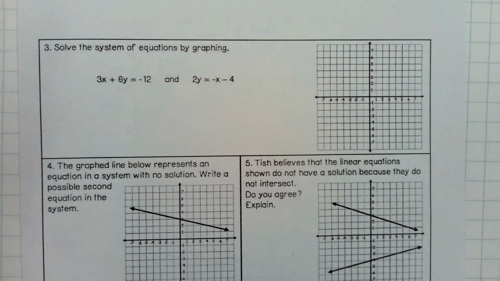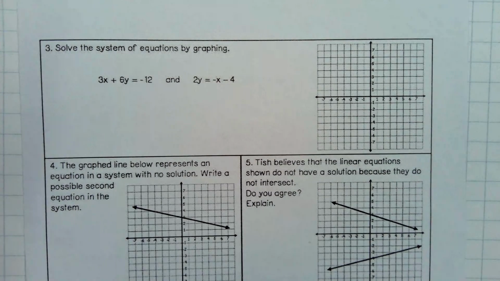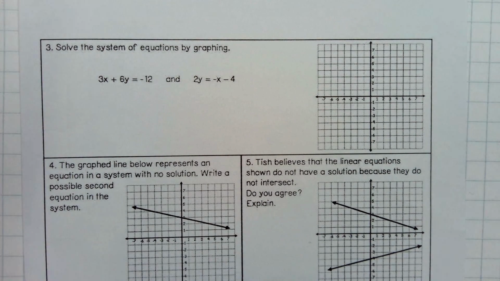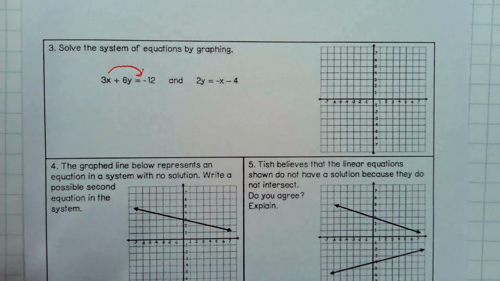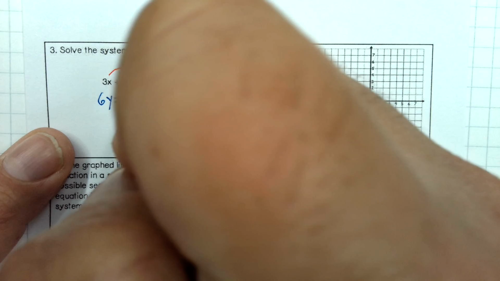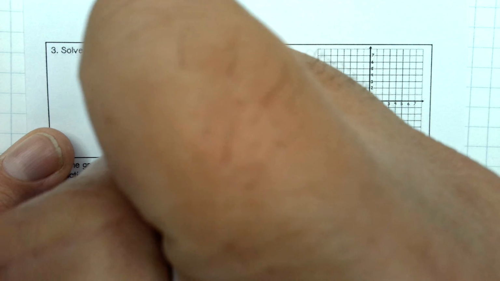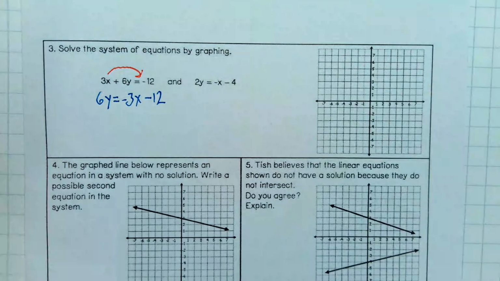Side 2. All right, so we're going to solve this system. Let's start with this equation. Let's put it into slope-intercept form. We'll start by moving over 3x. So what's that going to be? 6y equals negative 3x minus 12.